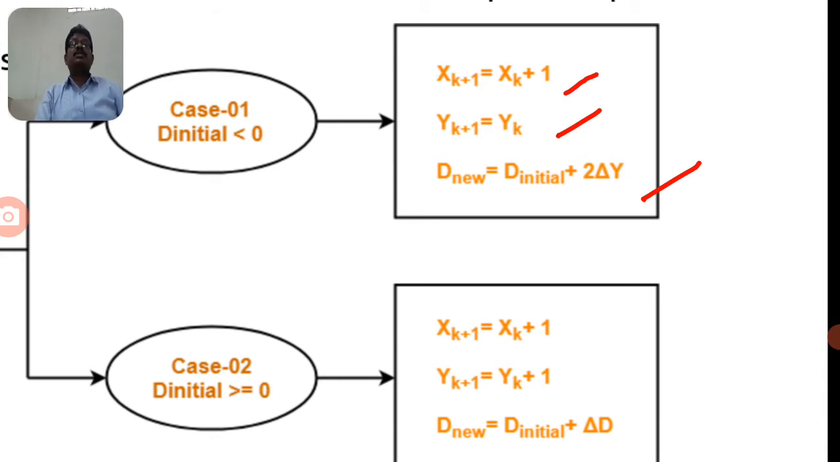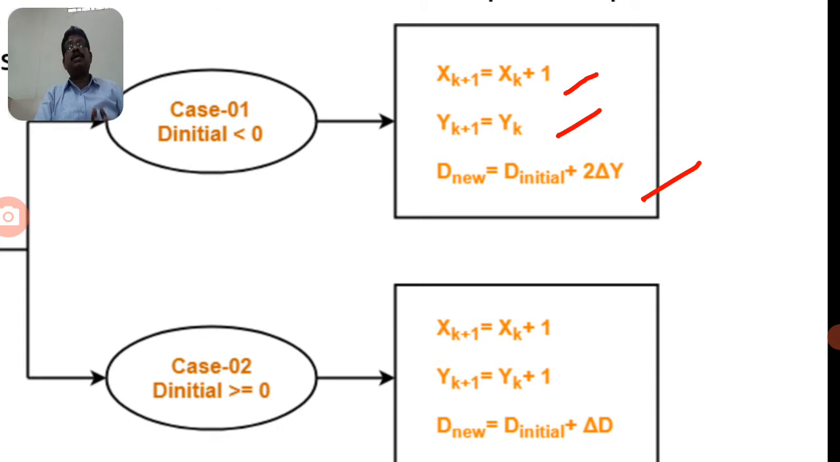So d initial is greater than or equal to 0. The next parameters we will find: xk plus 1 equals xk plus 1, yk plus 1 equals yk plus 1, and the d new value equals d initial plus delta d value. So d initial plus delta d value, this is case 2. Now based on the d initial value we will find the next coordinates and the d new value.